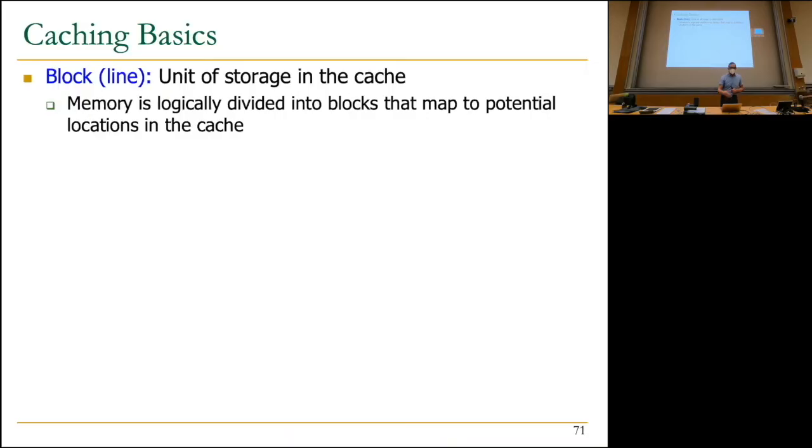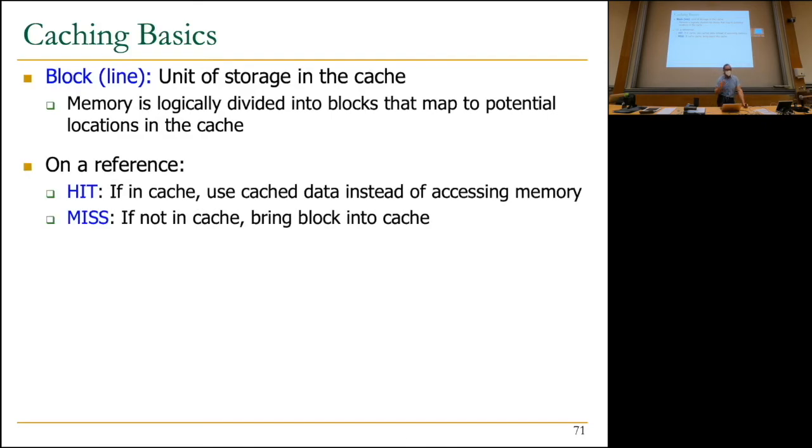Okay, so let me give you some terminology. Block, we've kind of been using it, but to define it, it's really the unit of storage in the cache. This is sometimes called a line. IBM terminology actually uses line a lot. In existing terminology, people use both. I like block. So memory is logically divided into blocks that map to potential locations in the cache. I called these chunks earlier to distinguish between blocks, but essentially in cache terminology, it's blocks. You chunk memory into blocks, and then each block can map to potential locations in the cache.